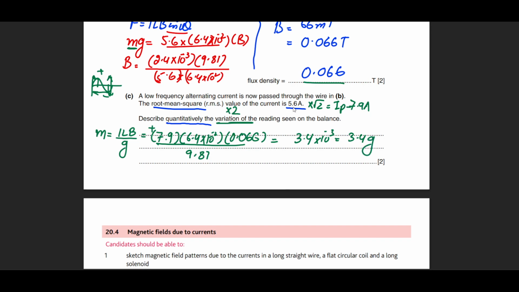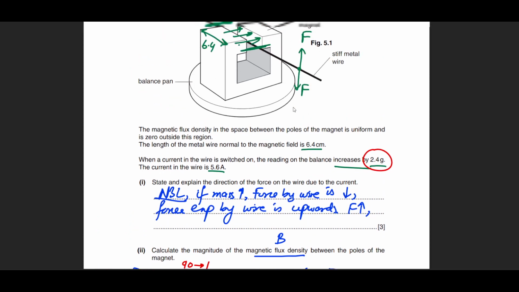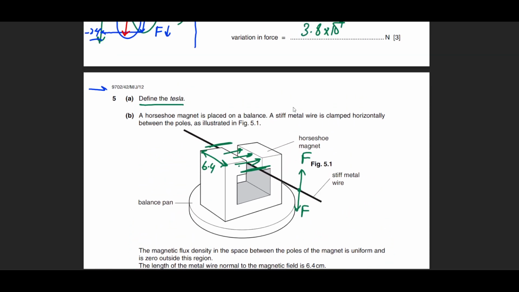So if positive current is flowing, then there will be an increase of value, for the sake of example. And if the negative current is flowing because of the AC, then the force will decrease by 3.4, because then the wire will be trying to pull the magnet or attract the magnet in the other way. So the mass will decrease by 3.4. So there is a variation of plus minus 3.4. So the total variation comes down to 3.4 grams multiplied by 2, which is 6.8 grams of variation. You can check out the marking scheme of this question as well.